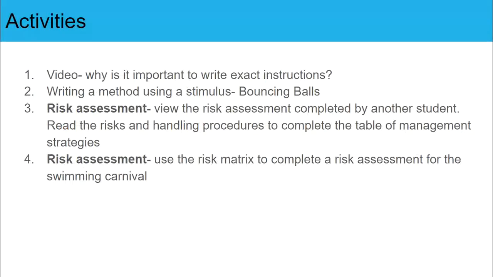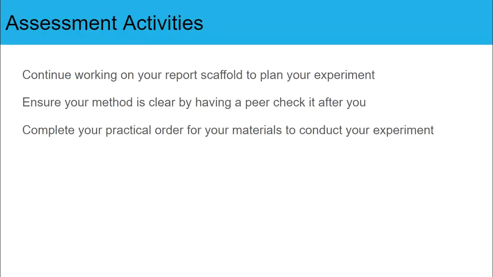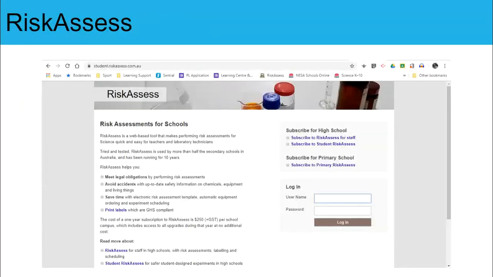So in class today, we're going to look at the video about why it's important to write exact instructions and see if we can follow the instructions that the people on the video are giving us. We'll see the bouncing balls experiment. We're going to have some more practice writing an experimental method, making sure that we have accuracy, validity, and reliability within our method. We're going to be looking at the risk assessment, and then we're going to use the risk assessment template to make up a mock risk assessment for the swimming carnival. And then we're going to complete our assessment activities using the scaffold that we've looked at previously.